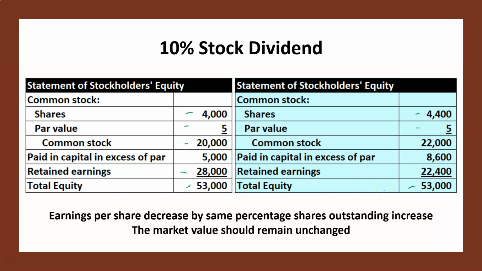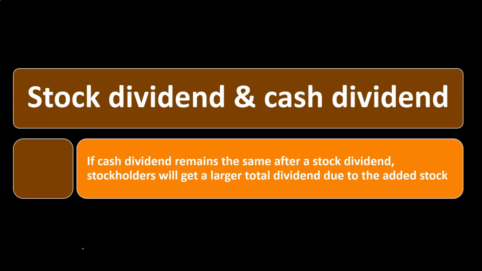Then you might want to think, okay, what happens to the market value after this takes place? A little bit more complicated to think through, and that's why I'll leave it to the practice problems to work that out. But in essence, again, the earnings per share decreased by the same percent shares outstanding increase, and the market value should remain unchanged therefore.